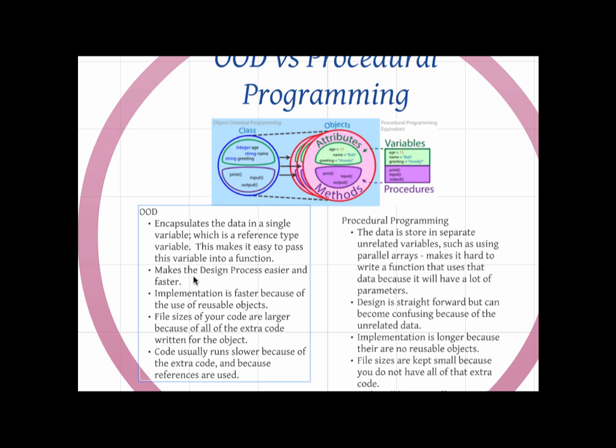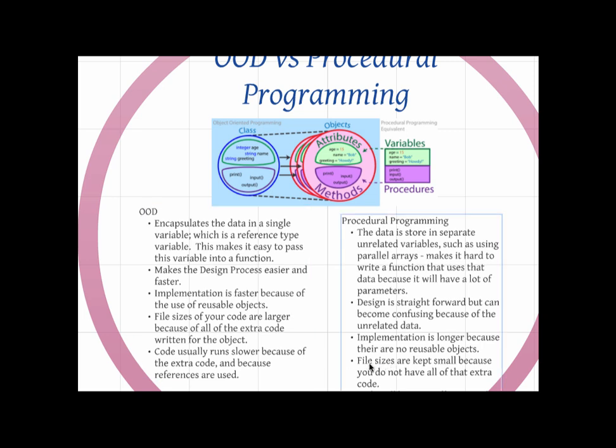OOP or OOD makes the design process easier and faster. In procedural programming, design is straightforward but can become confusing because of the unrelated data. Over here, implementation is faster because of the use of reusable objects. In procedural programming, implementation is longer because there are no reusable objects. In OOP, file sizes of your code are larger because of all the extra code written for that object to represent it in the computer.